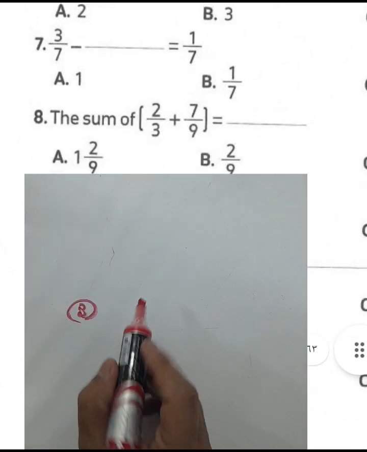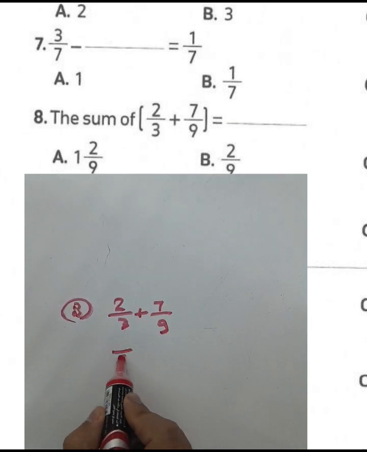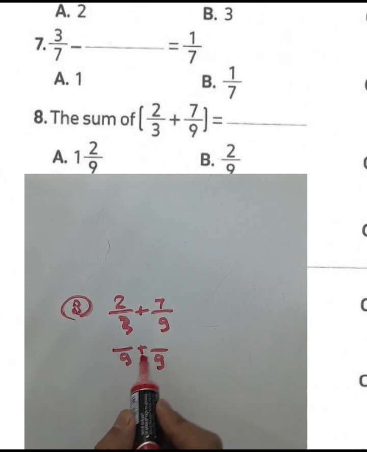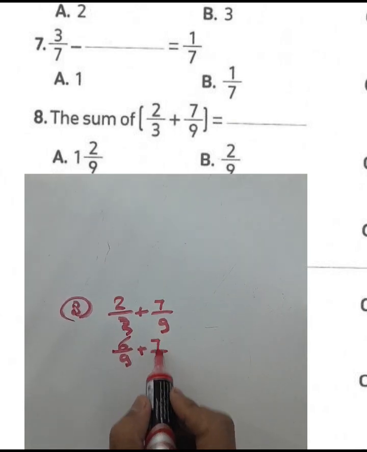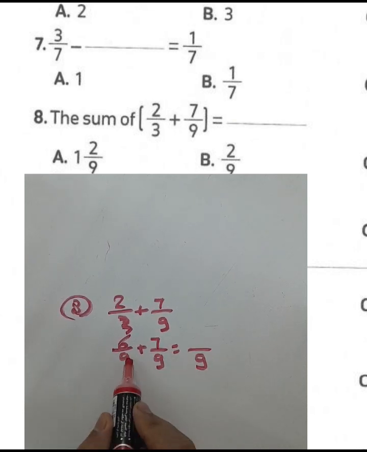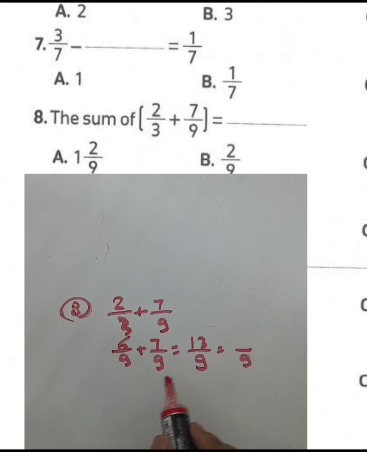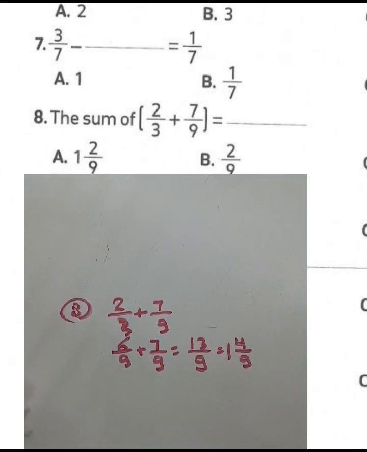The sum of 2 over 3 plus 7 over 9. We can write the least common multiple between the two denominators, here 9. 3 times 3 equals 9, 3 times 2 equals 6, 1 times 9 equals 9, 1 times 7 equals 7. And then write 9 in the denominator. 6 plus 7 equals 13. Convert it, write 9 in the denominator. 13 divided by 9 equals 1 and the remainder 4. The result will be 1 and 4 over 9.